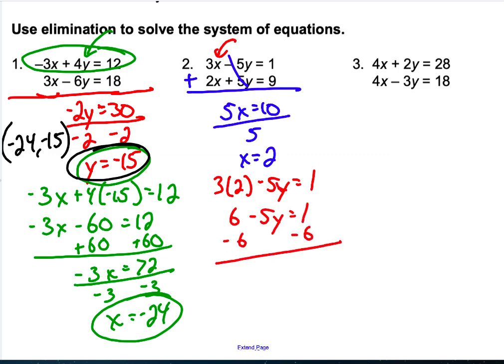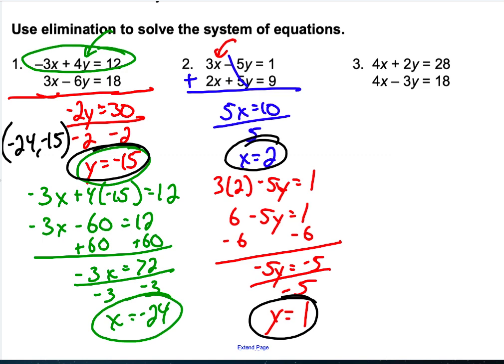Now it's just a simple two-step equation for me to solve. Divide by -5, and I get y is equal to +1. So I get a solution of x is 2 and y is -1. So +1. So 2 comma 1.